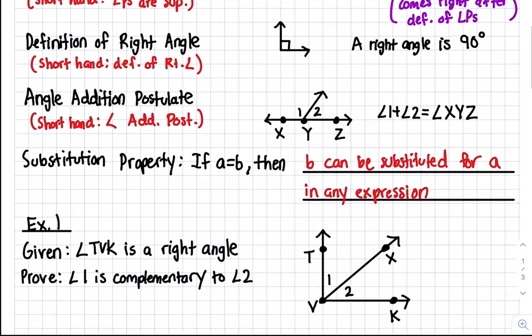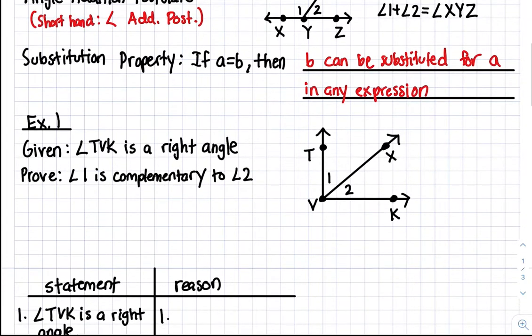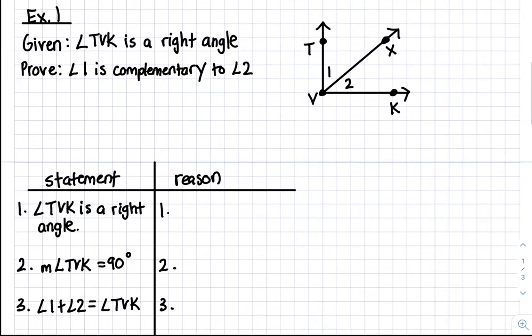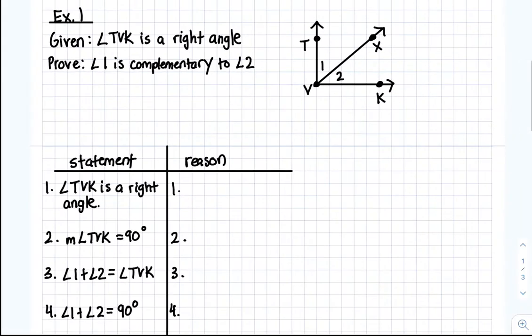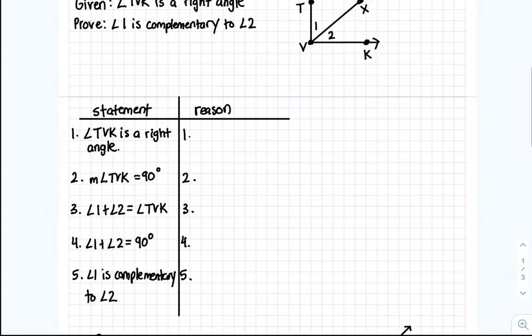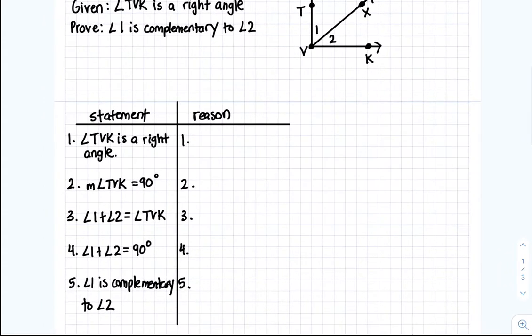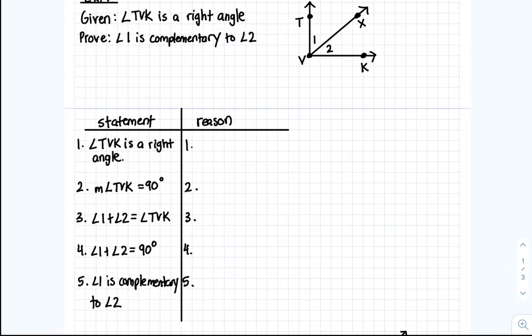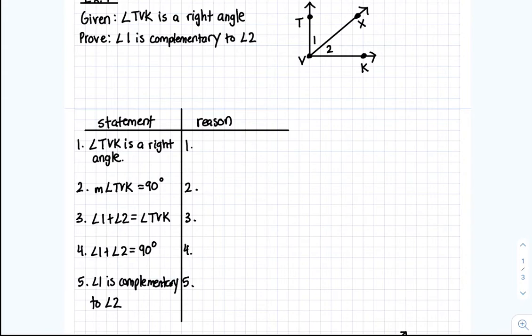So we are going to apply it right now. At any point in time, just pause the video so that you can get the notes down. Alright, here is example 1. Given angle TVK is a right angle, we have to prove angle 1 and angle 2 are complementary angles. So there are the statements. Now you have to provide the reason, and I provided the reasons for all the ones above. So number 1, we have given.